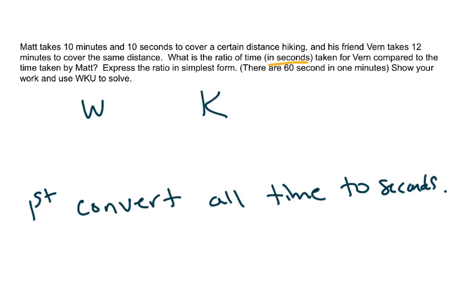Show your work and use WKU. So you would have to set that up. First thing you need to do is convert all the time to seconds. So you have this. You need to put it into seconds, and then you have 12 minutes that would need to be put into seconds. Then you can compare them with their names, fill in what you know, and then you should know from there how long, like showing the comparison, like a greater than or less than symbol. Okay.